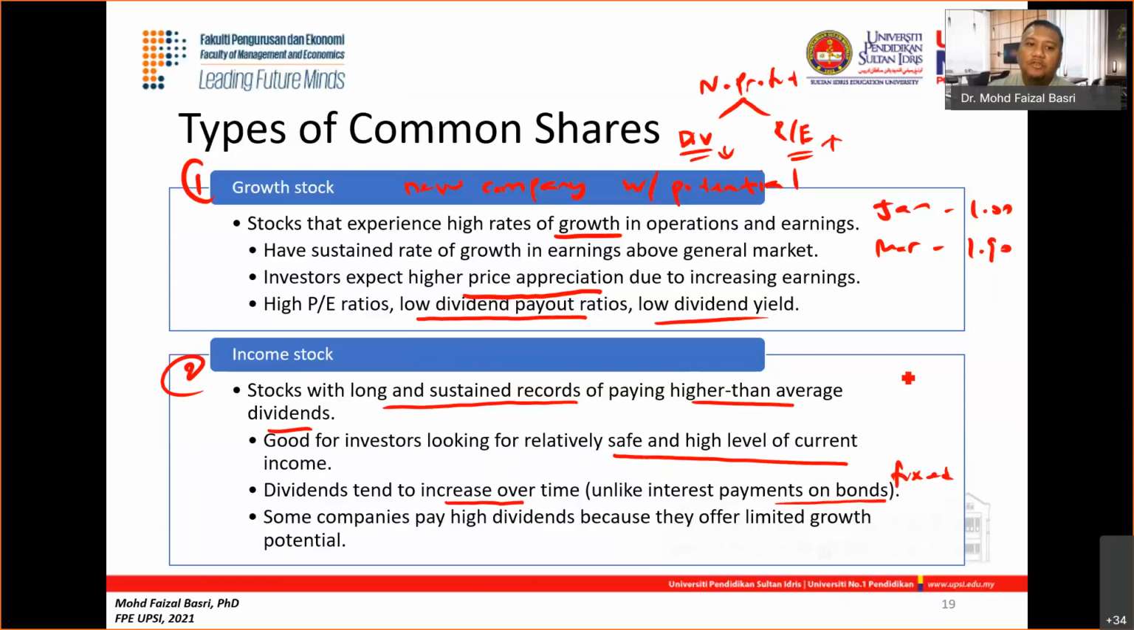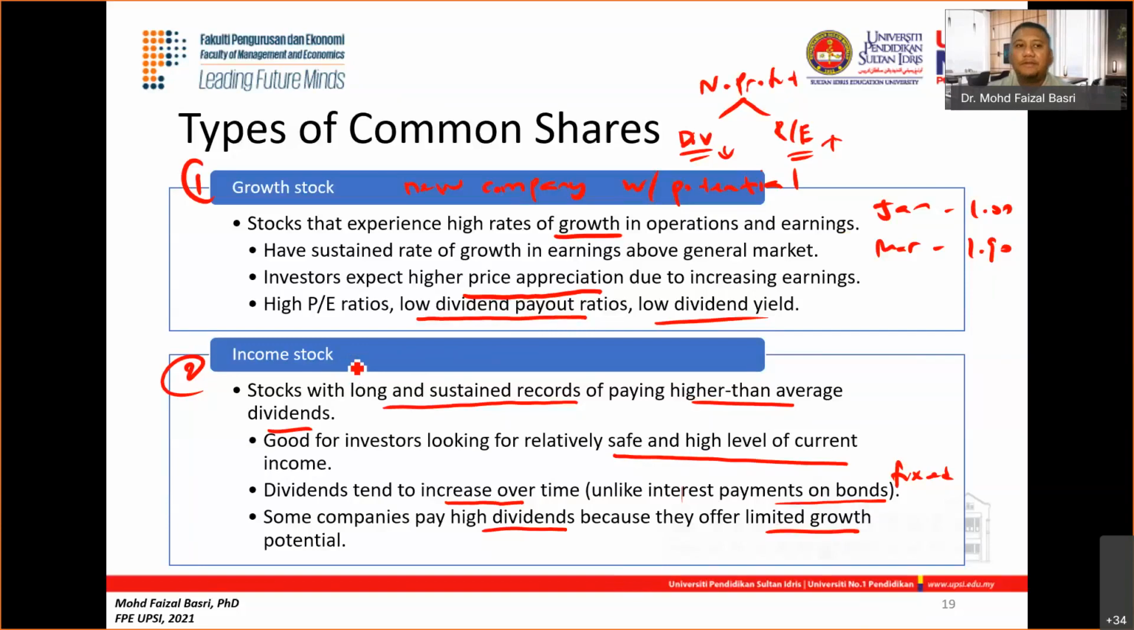Okay, and usually the companies that belong to this income stock will pay high dividends simply because they don't have the potential to grow anymore. There is a limitation with regards to growth potential. The company is already established. They have fully developed their infrastructure, so they don't have anything to expand for the time being, for example. So instead of keeping it in retained earnings, they will pay high dividends, and they just keep minimal retained earnings. So that's income stock.